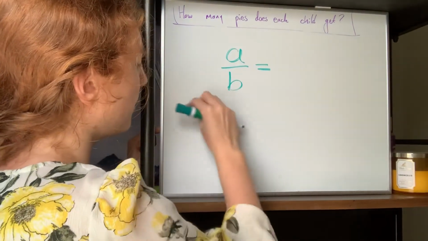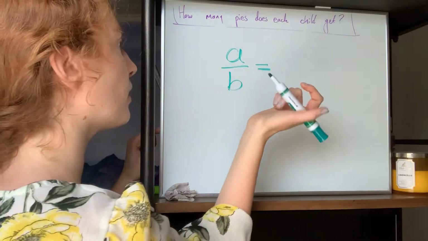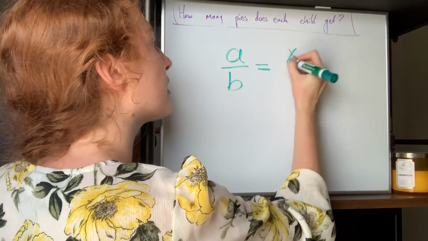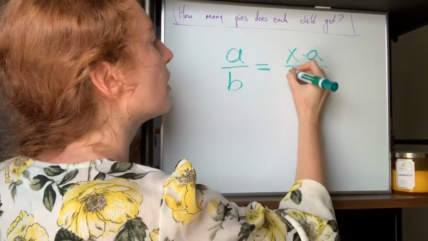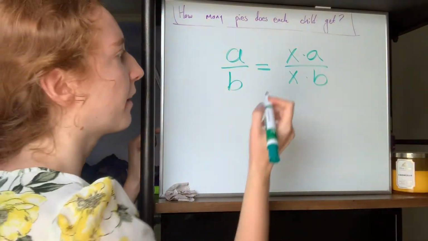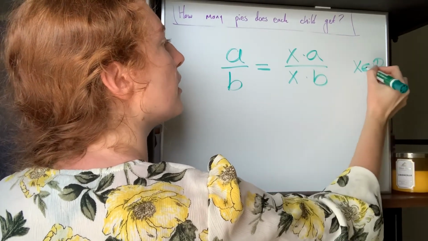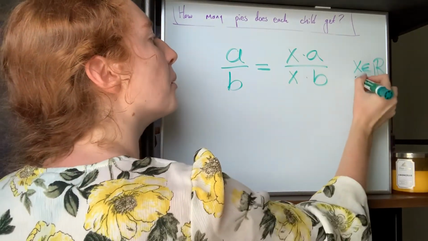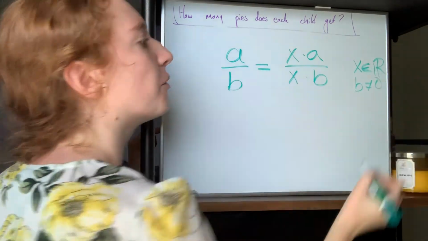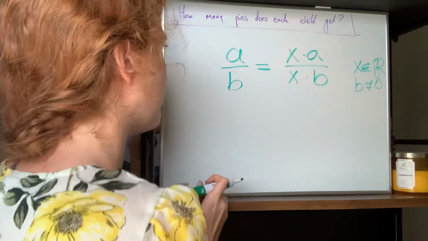Okay, so now that I've talked about a over b, some generic fraction where b is not 0, it's going to be the same as x times a over x times b, where x is any real number. So x is in the real numbers, and b is not 0. And b and a are also real numbers, which we've talked about before a little bit.